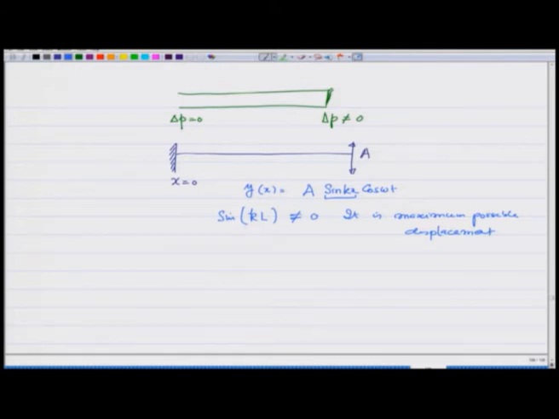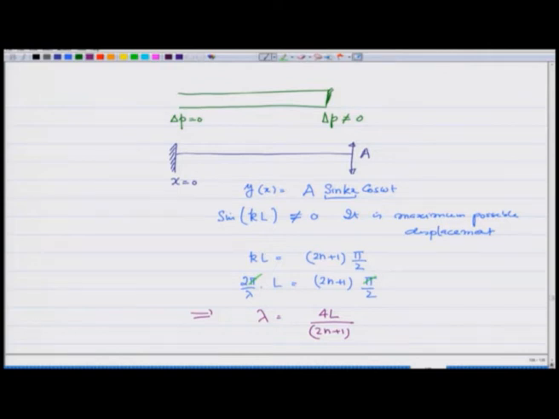In that case, we learned that K L should be equal to 2 n plus 1 pi by 2, and we got our answer for K. K was 2 pi over lambda times L is equal to 2 n plus 1 pi by 2, and we cancel pi on both sides, and we get lambda equals 4 L over 2 n plus 1. That was the case of the string.